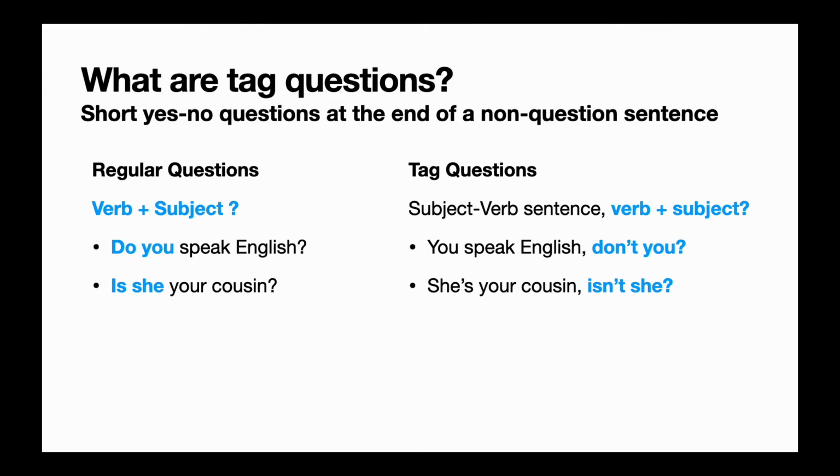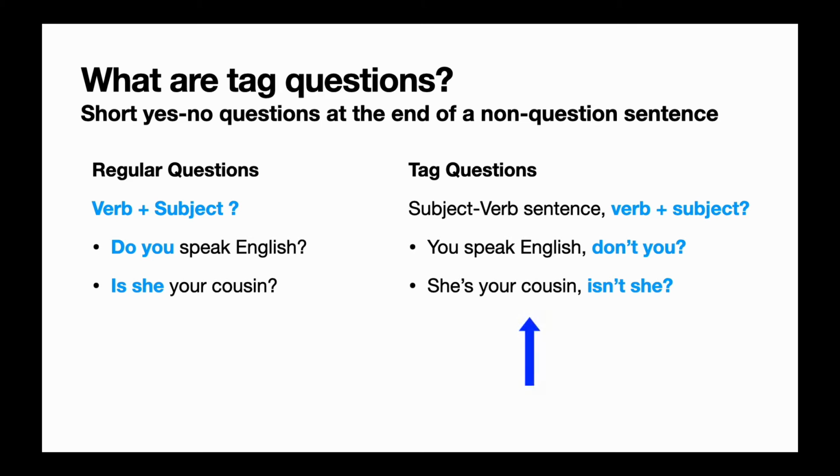So here on the left, you'll see examples of regular questions, where the verb comes before the subject. We just talked about questions in Grammar Lesson 10. So in these examples, the verb comes before the subject. Do you speak English? Is she your cousin?